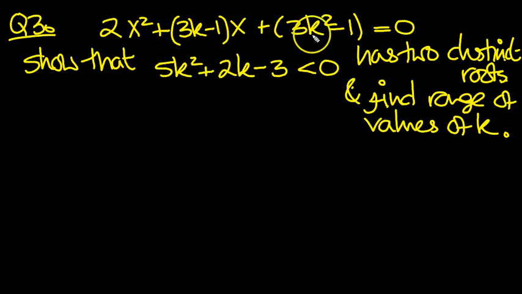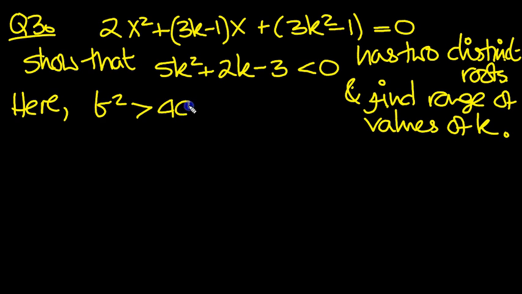Okay then, so I've written down the equation. This is a quadratic in x and it has two real distinct roots. So for that to be the case, b squared must be greater than, not equal to, because that would be equal roots then. So here, b squared is greater than 4ac. That's what will give us two real roots, won't it? And so, let's have a go then.